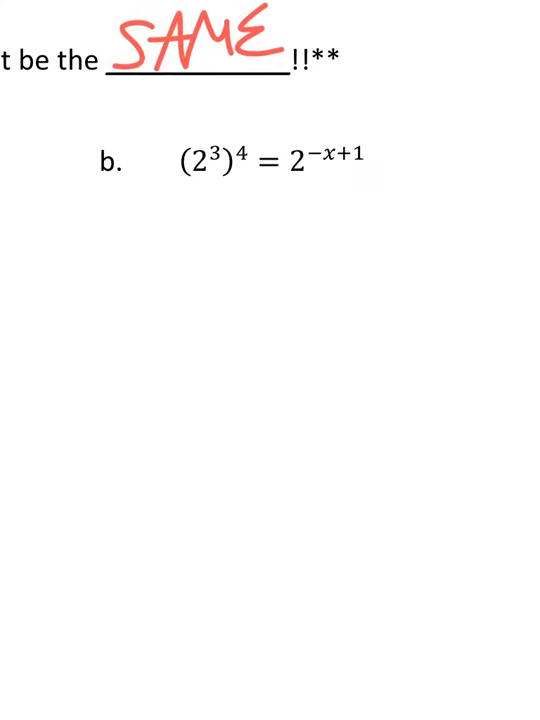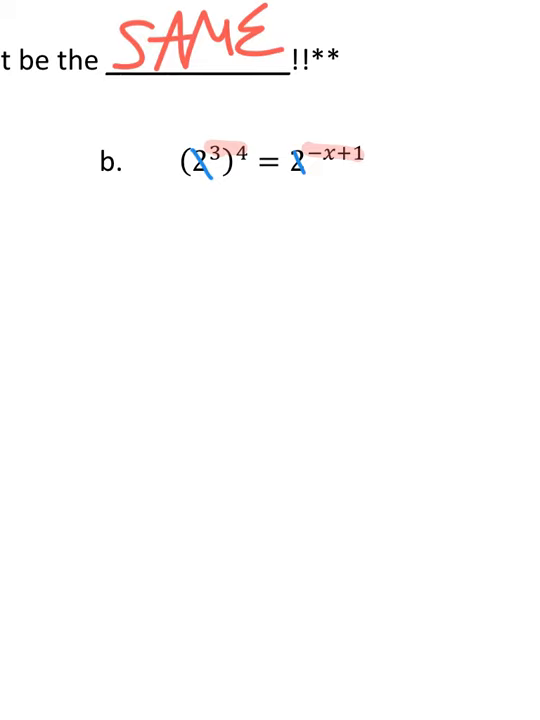Setup is similar, slight differences to it. Notice this time I have 2 to the 3rd, also raised up to the 4th power. So we have a power raised up to a power equal to 2 raised up to the negative x plus 1. Similar kind of thinking, the bases are the same. I'm just going to cross them out. We don't need them as long as the bases are the same. We're just going to focus in on the powers.